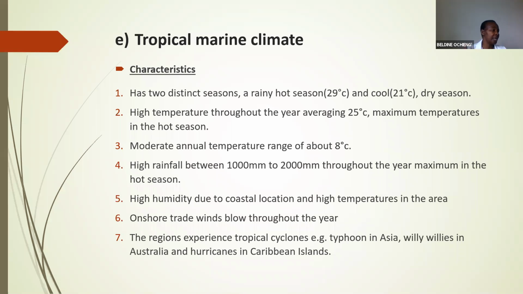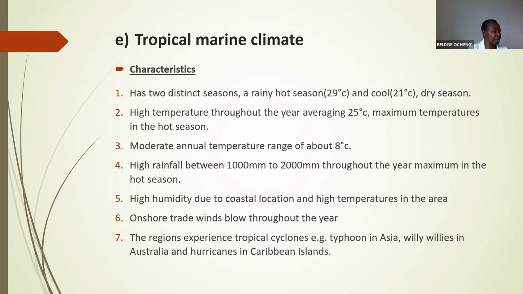Tropical marine, yes, within the tropical, we have high temperatures. Moderate annual temperature range of about 8. Moderate. High rainfall between 1,000 to 2,000 millimeters throughout the year, maximum in the hot season. Hot season is where we have a lot of evaporation taking place, so that is when rainfall is high.